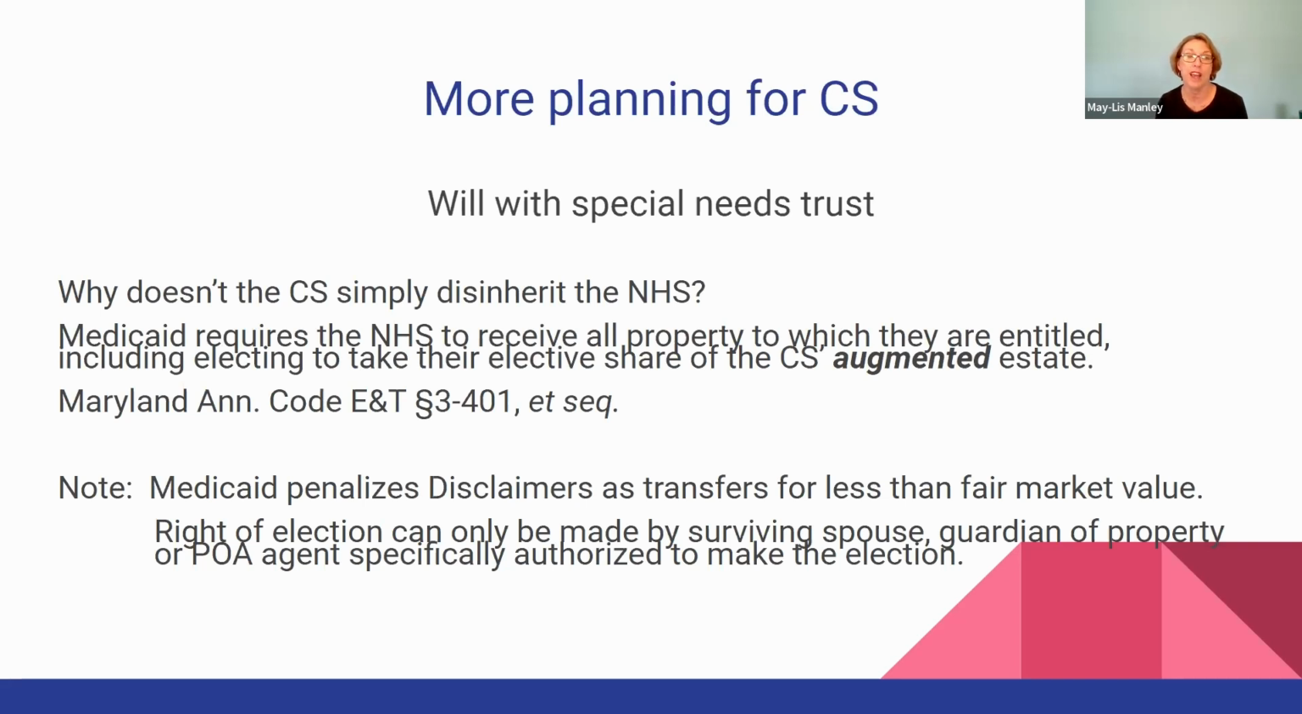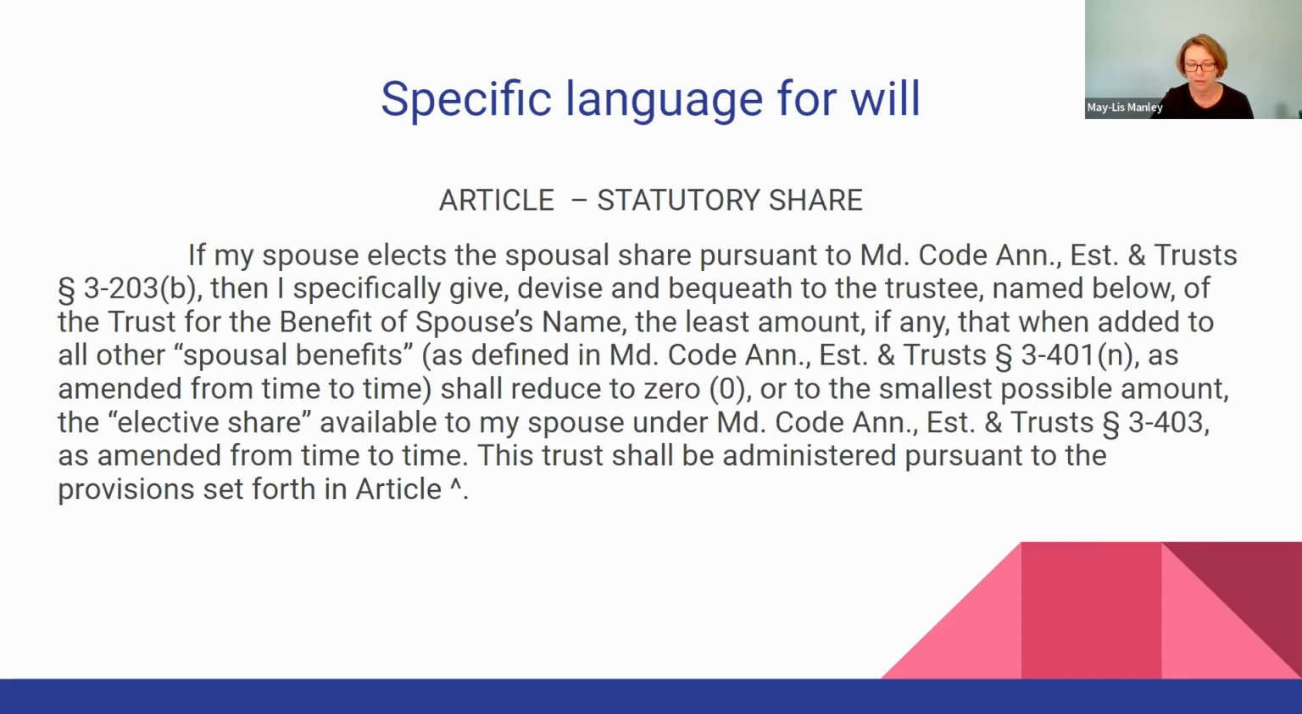I want to point out that the right of election can only be made by the surviving spouse, by a guardian of the property, or by an agent under a power of attorney. And for the guardian and agent, the documents must specifically authorize them to make the election. It cannot just be a general power. So when you're preparing your powers of attorney, take that into consideration also.